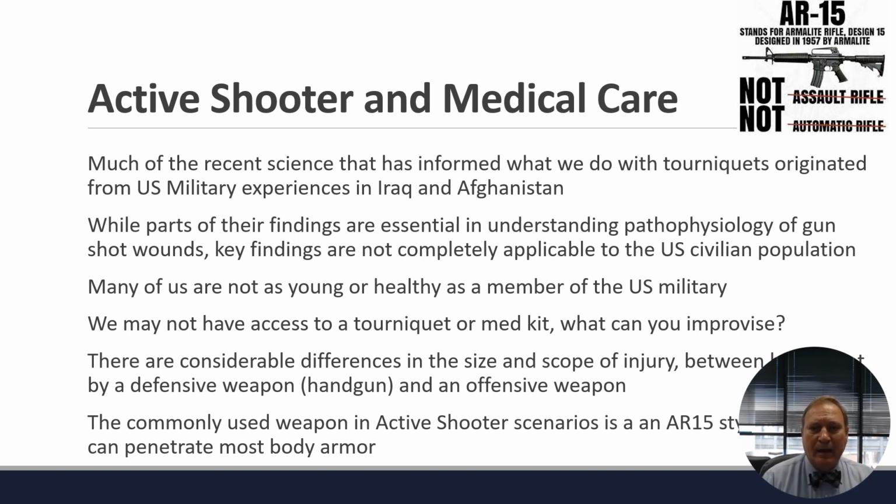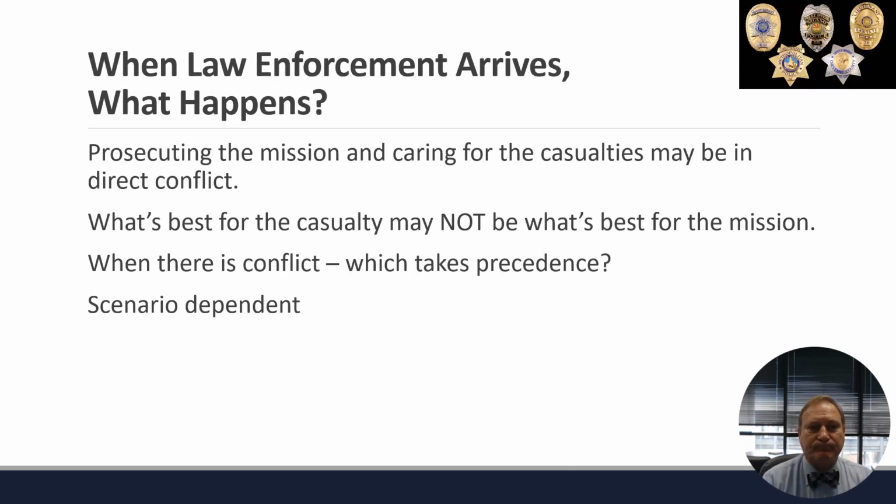Anyway, anytime you're dealing with an active shooter, we want to, first of all, protect ourselves, protect those around us, secure the area, and then ask what type of access do you have to medical care? Is there an aid kit nearby? What other things can you do to improvise?